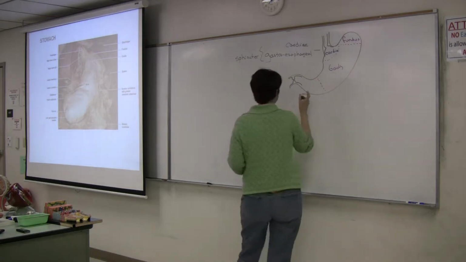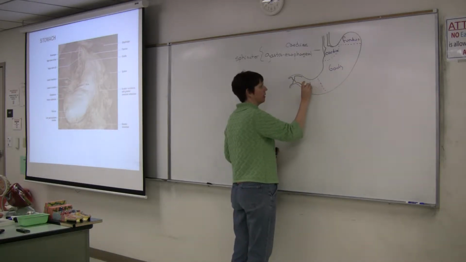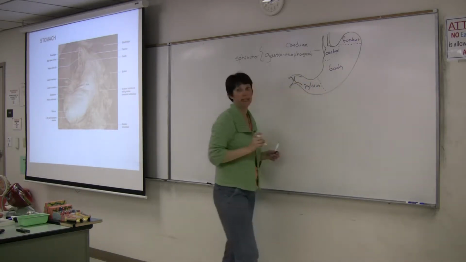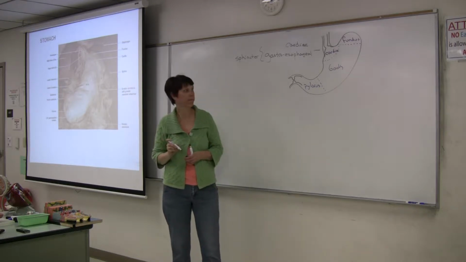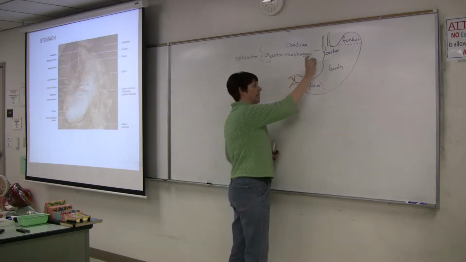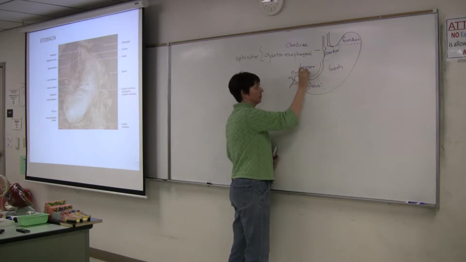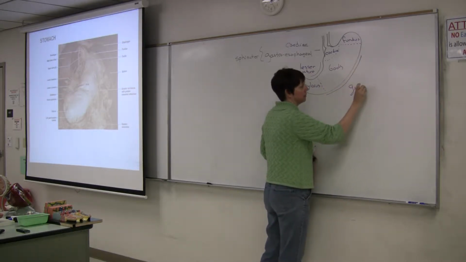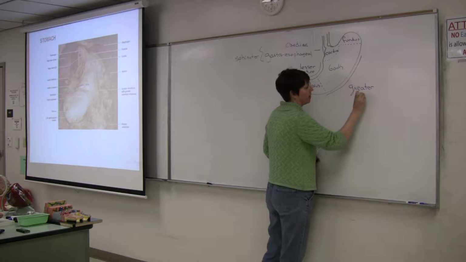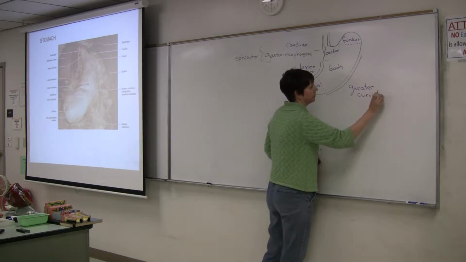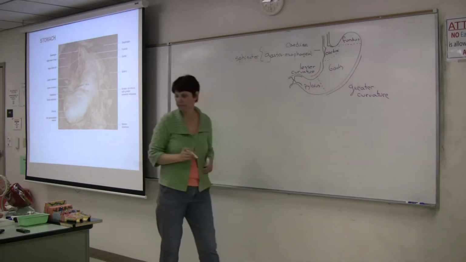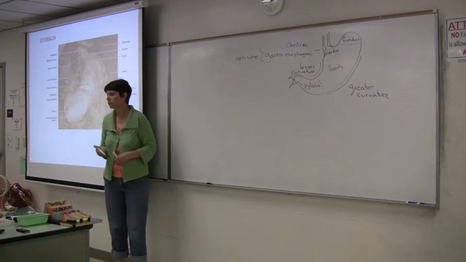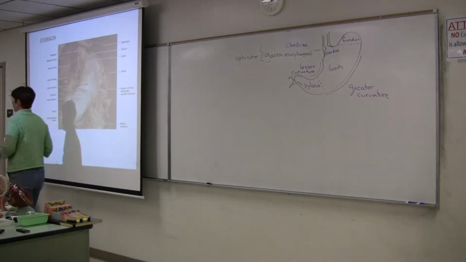And this narrowed region is known as the pylorus. This is the lesser curvature, as we talked about with the lesser omentum. And this would be the greater curvature, where we have the origin of the greater omentum. Okay? So those are the regions of the stomach.